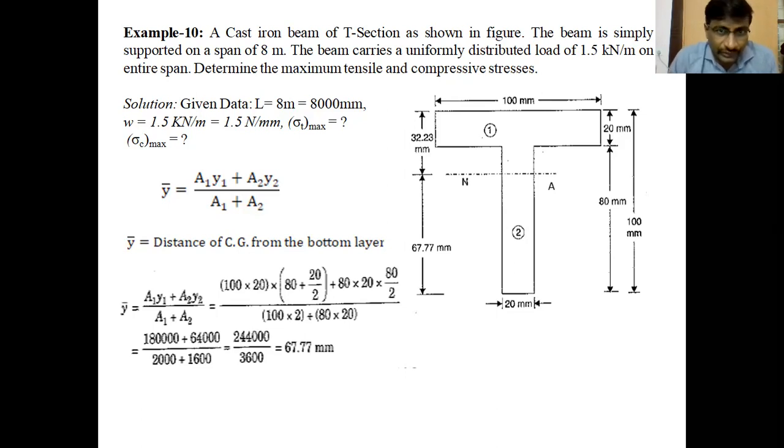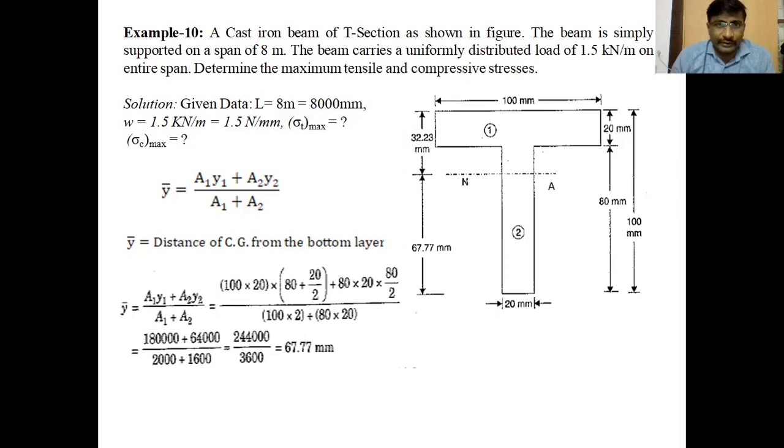The first slide in this class shows a T section problem, example 10. A cast iron beam of T section is shown in the figure. The beam is simply supported on a span of 8 meters. The beam carries a uniformly distributed load of 1.5 kilonewtons per meter on the entire span. Determine the maximum tensile and compressive stresses.